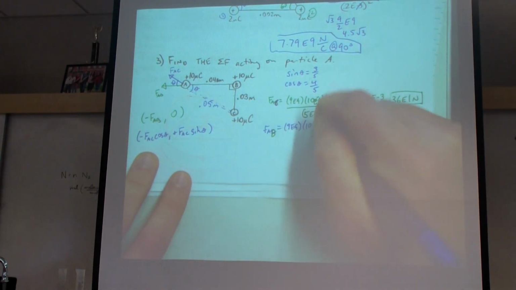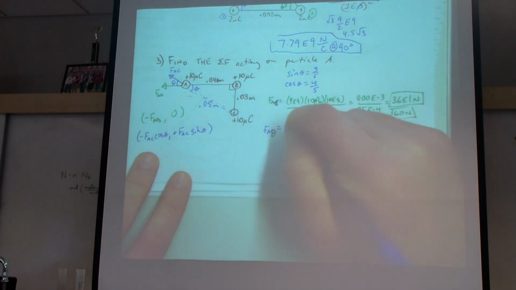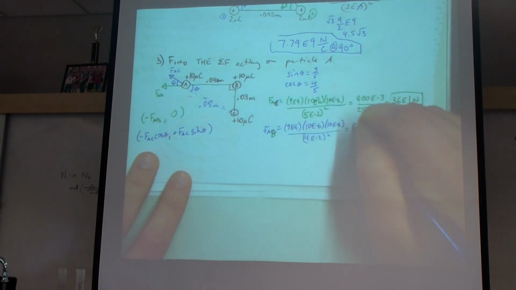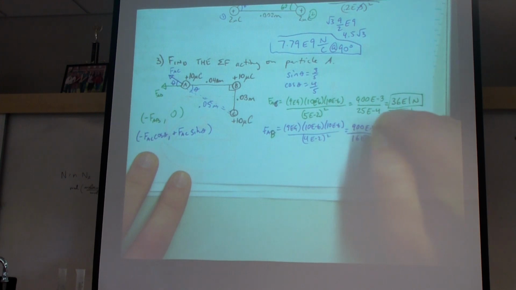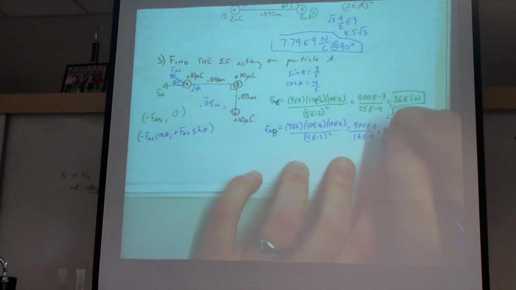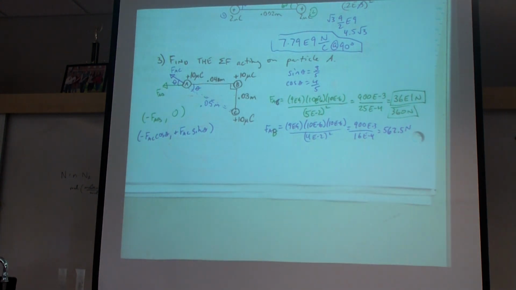The numerator's all going to be the same. 9E9, 10E negative 6, 10E negative 6. Only the denominator's different. 4E negative 2 squared. So I get 900 E negative 3 over 16 E negative 4. 900 divided by 16. So I get 562.5 newtons. Okay?